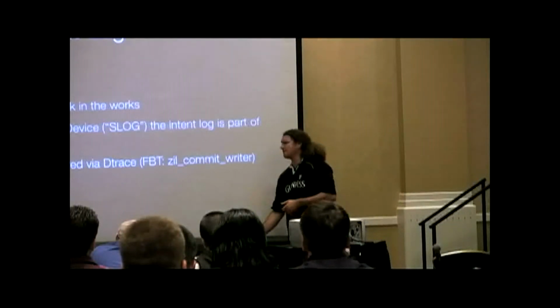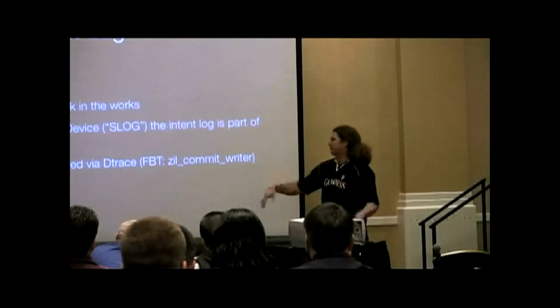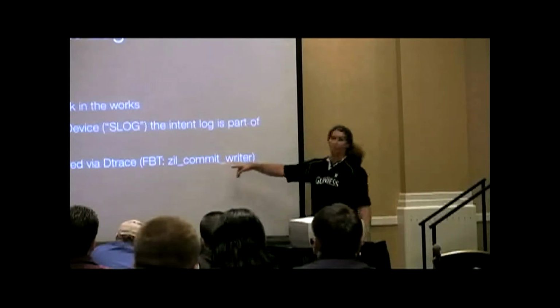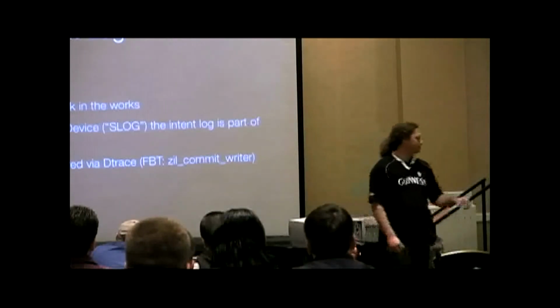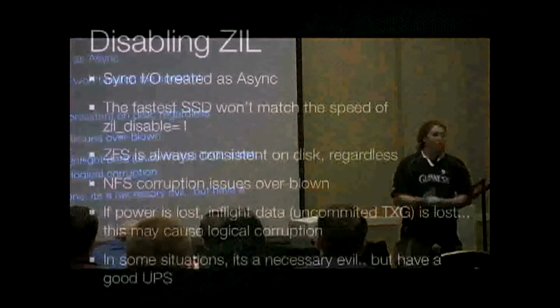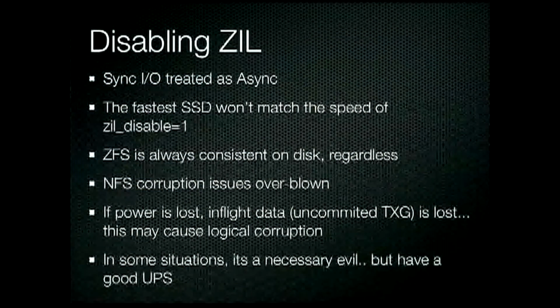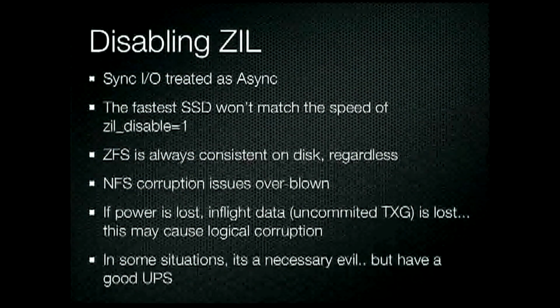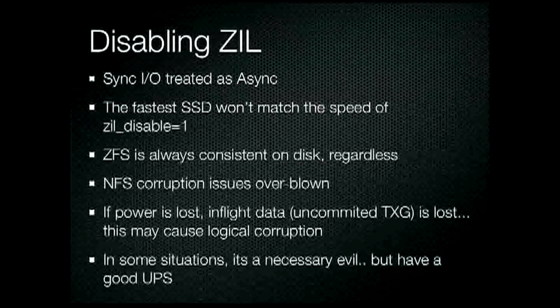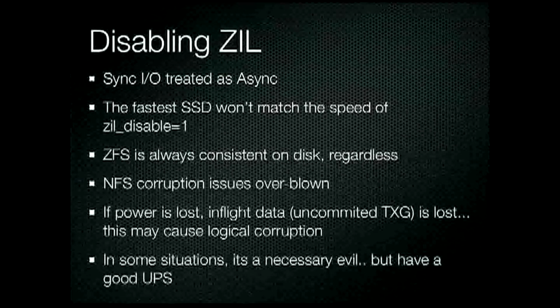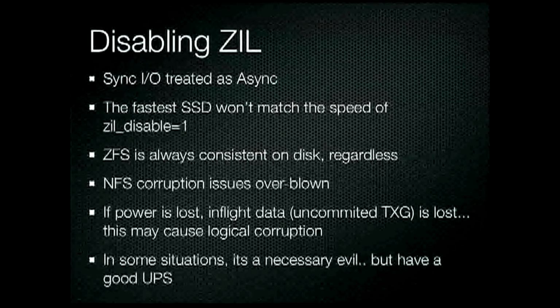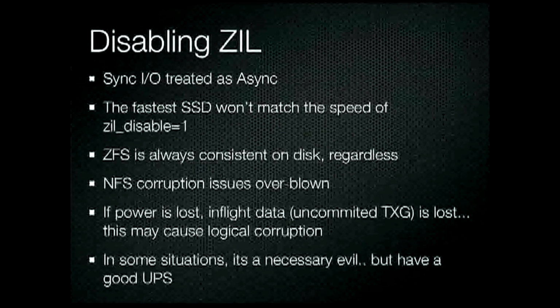And you can monitor this via trace, of course, by looking at the zil commit writer function. So, the most common reason that people hear about zil is they're told that if they actually want ZFS to be reasonably fast, you should turn it off. The reason is that it turns all of your synchronous I/O into asynchronous I/O.